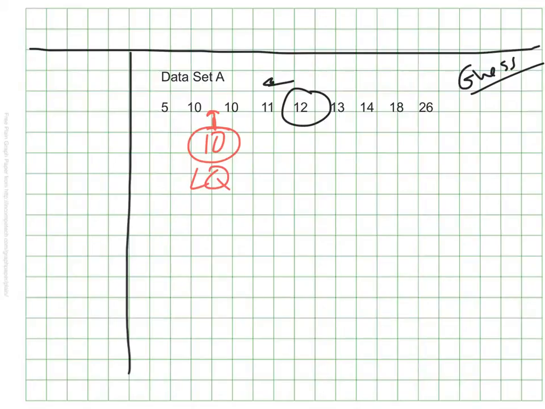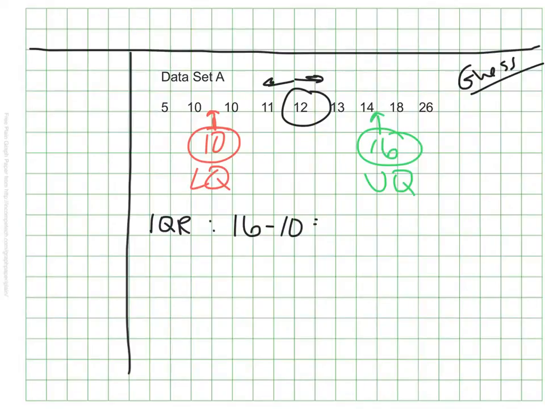I'm going to do the same thing looking to the right to find my upper quartile. I have, again, 4 numbers to the right. I'm going to look in the middle. This time it's between 14 and 18, and halfway between 14 and 18 is 16. So 16 represents my upper quartile. From there, we need to find our interquartile range, which is the difference between our upper quartile, which is 16, and our lower quartile, which is 10. Our interquartile range is 6.